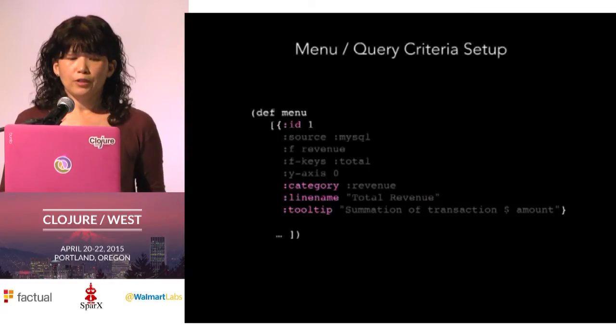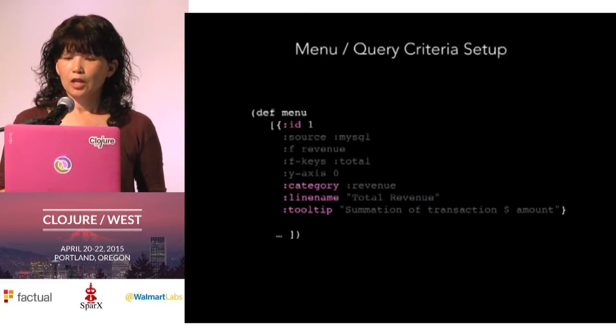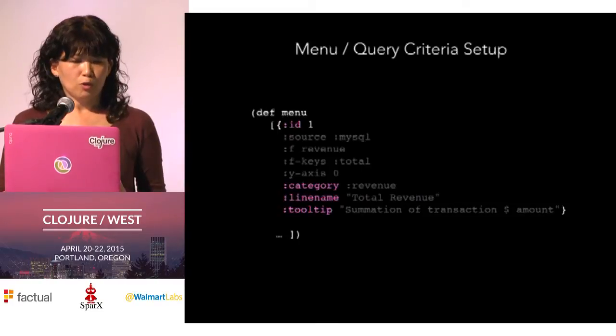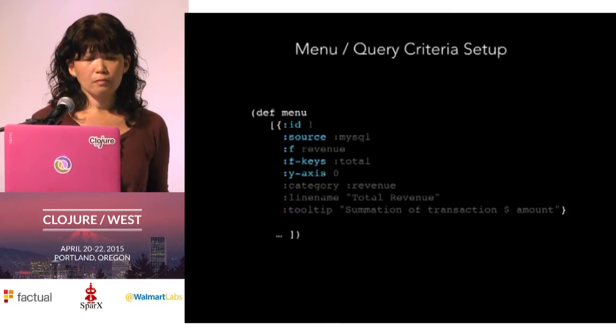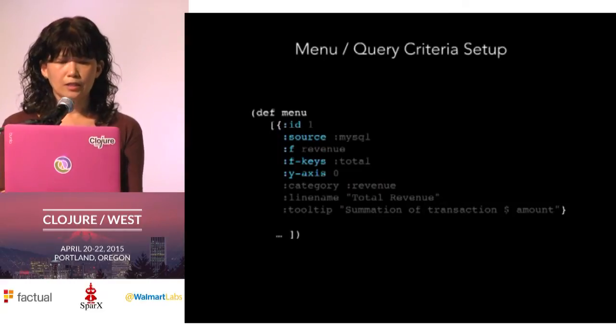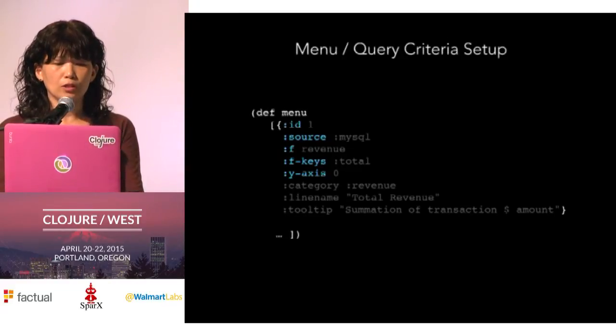To create a menu in the user interface, we only pass keys the UI needs, such as ID, category, line name, tooltip, and so on. If you want to add, remove, or modify a menu criteria, you only need to edit this map. Using the same map, these highlighted keys are the only ones needed in the backend for computation. They are ID, source, function, function keys, and default y-axis.